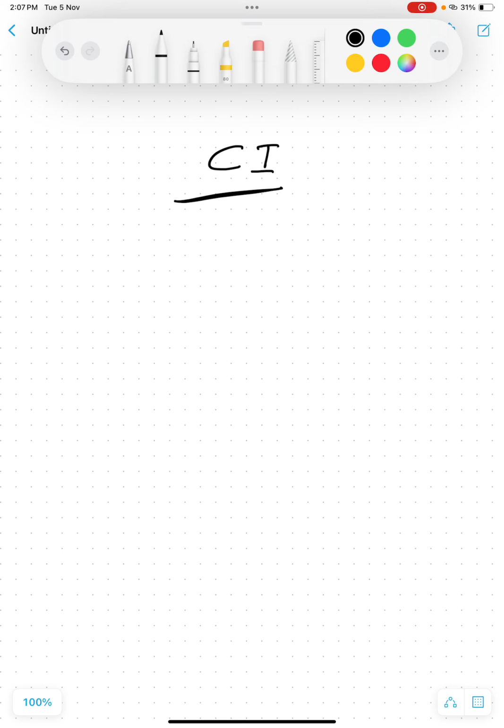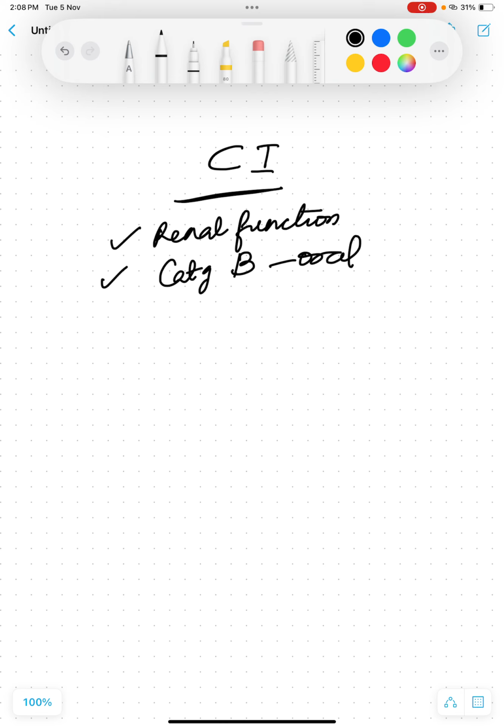Then let's see what the contraindications are. The contraindication for vancomycin is, one, patients with compromised renal function, especially elderly individuals, because the intensity of toxicity is very high in these individuals. Then the use in pregnancy: it is a category B drug when given orally and a category C drug when given intravenously. So the use of this drug is not regular unless the benefits outweigh the risk.